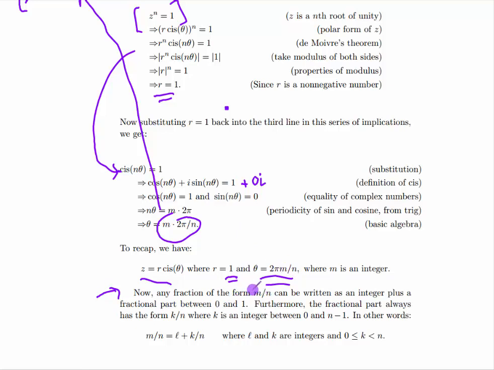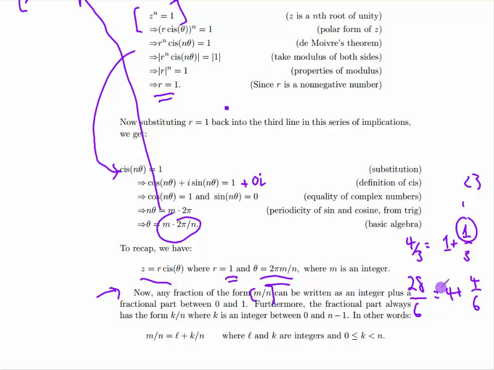Now any fraction of the form m over n can be written as an integer part plus a fractional part. For instance, if I have 4 over 3, I can write that as 1 plus 1 over 3. And this numerator here is less than 3. I'll give some other example. I have 28 over 6. Well, that's 24 over 6, which is 4, plus 4 over 6. I think I did that right.